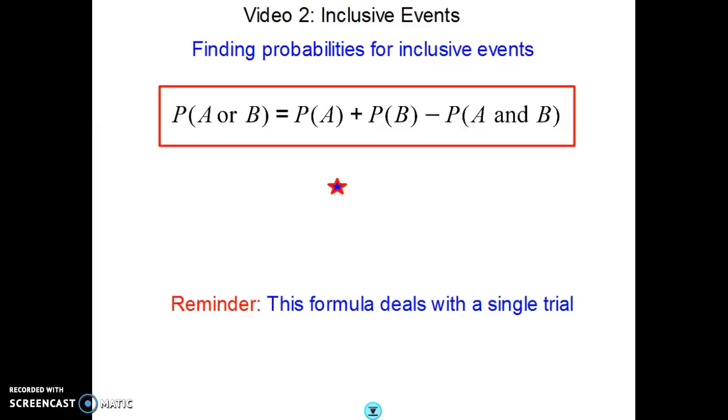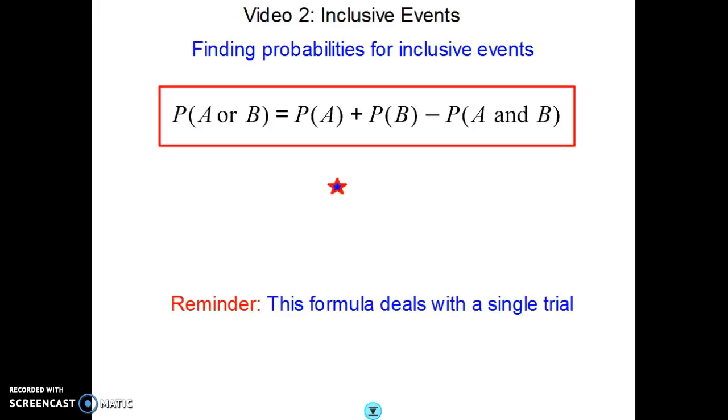In this video, we'll be looking at inclusive events, which are pretty much the opposite of mutually exclusive events. The formula for finding these probabilities can be seen here. So the probability of A or B equals the probability of A plus the probability of B, and then minus the probability of A and B.